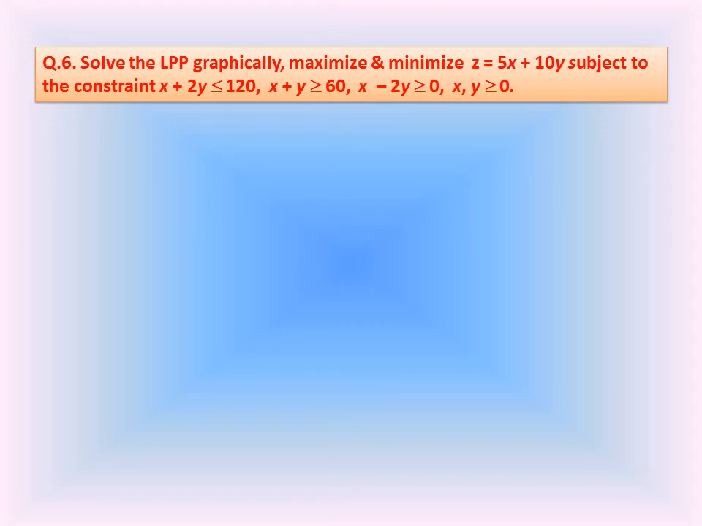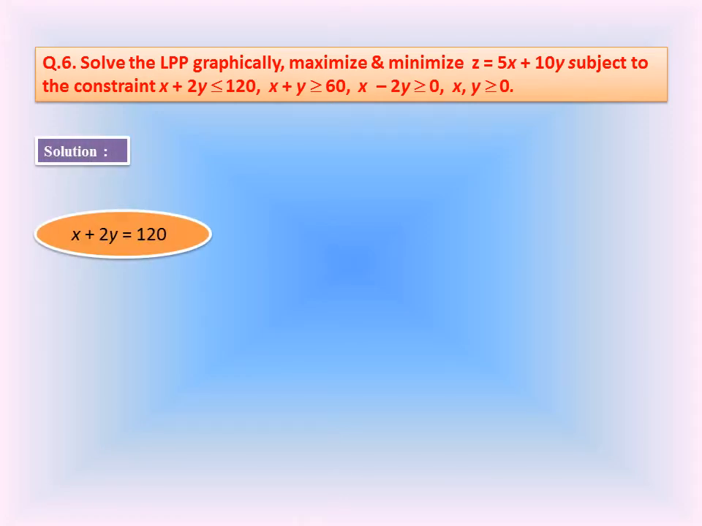Here our objective function z is to maximize and minimize, and the constraints are x plus 2y less than or equal to 120, x plus y greater than or equal to 60, and the third constraint x minus 2y greater than or equal to 0. Let us see the solution.